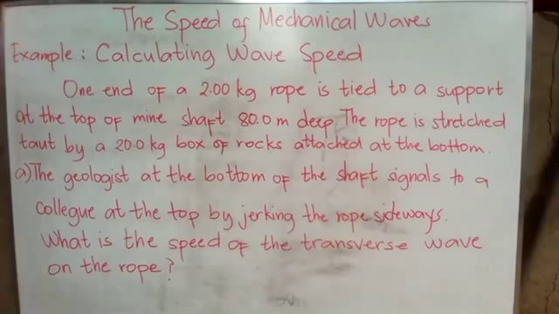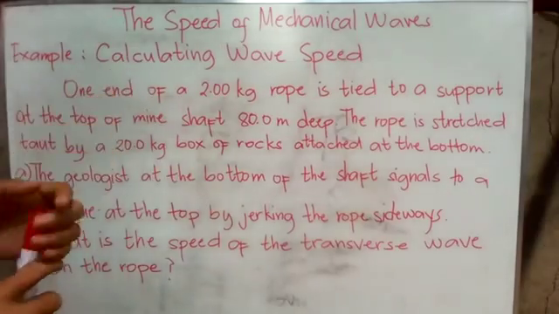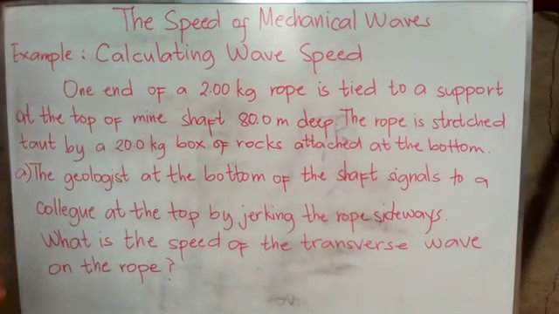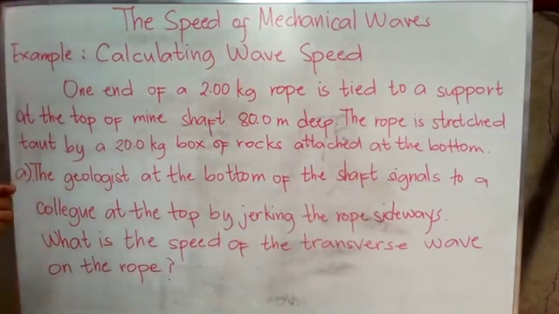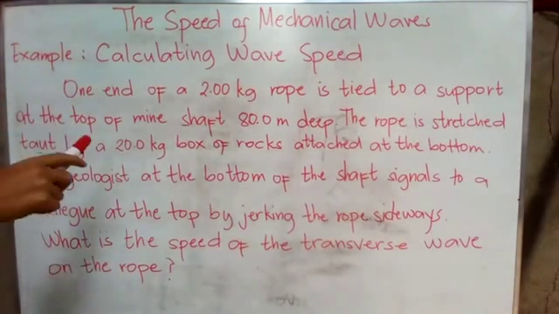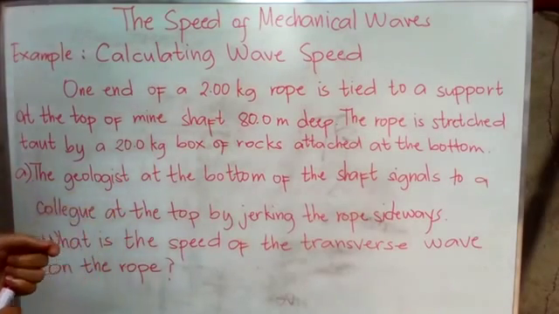Example of calculating wave speed. One end of a 2-kilogram rope is tied to a support at the top of a mine shaft, which is 80 meters deep. The rope is stretched out by a 20-kilogram box of rocks attached at the bottom.